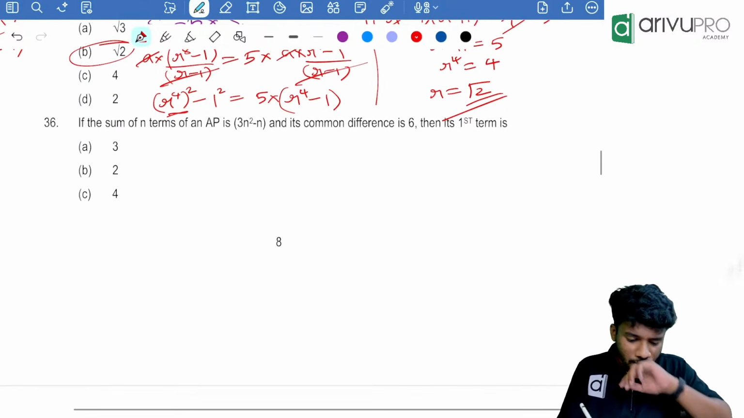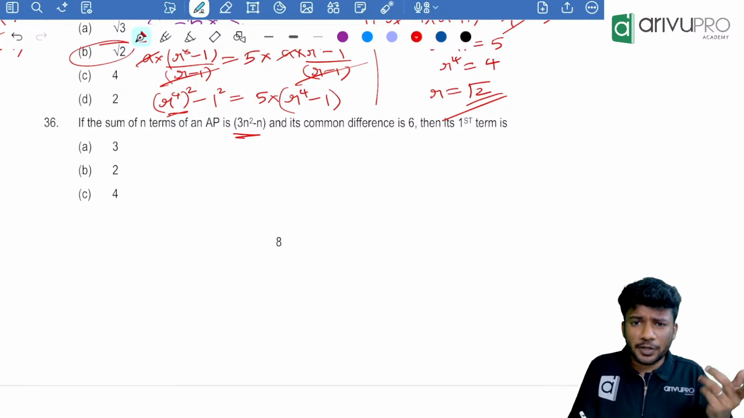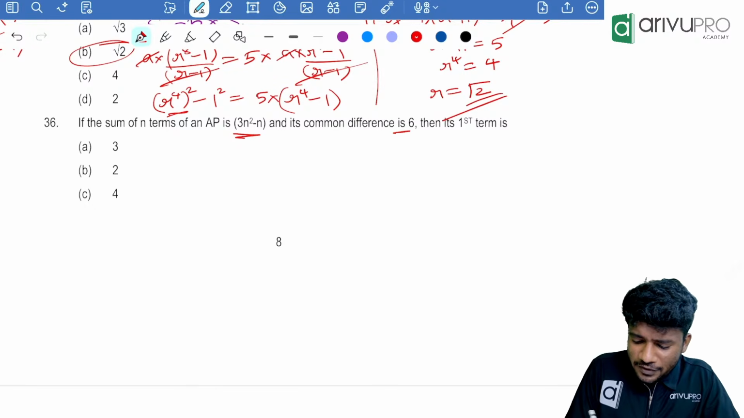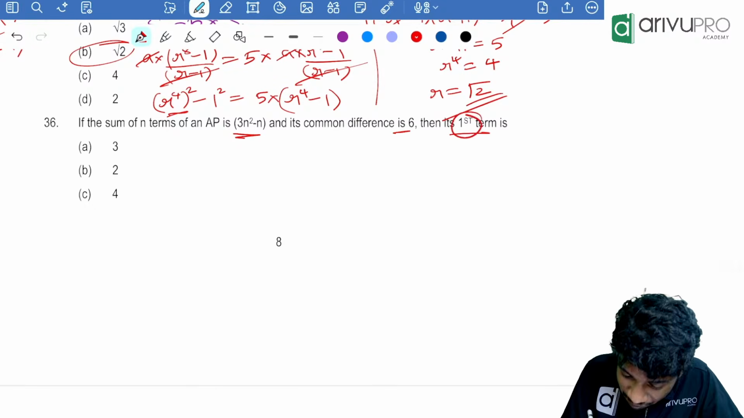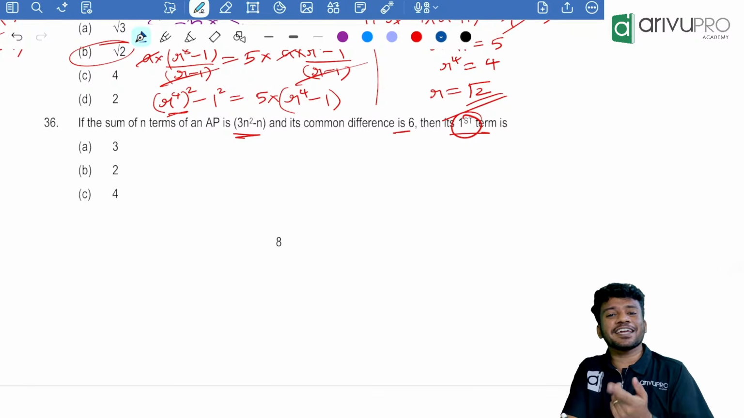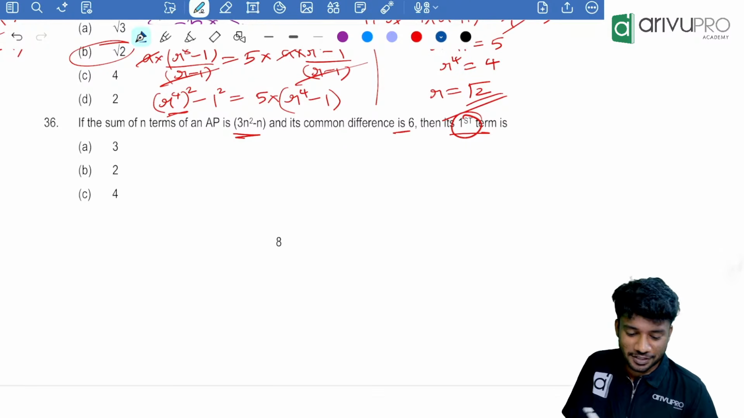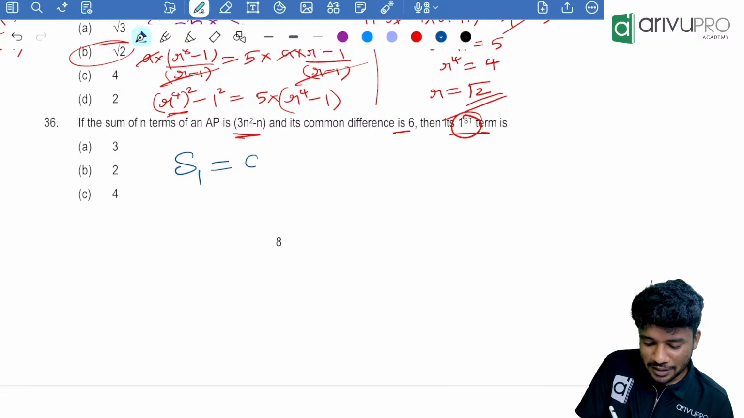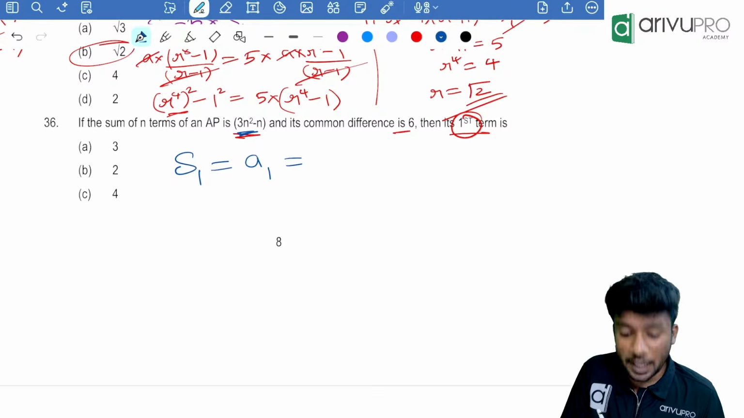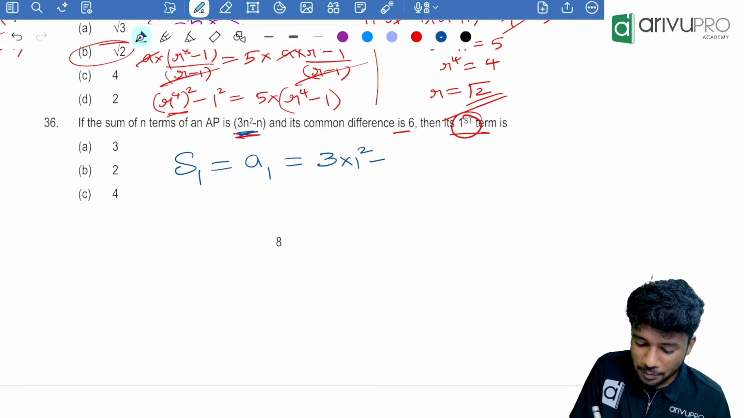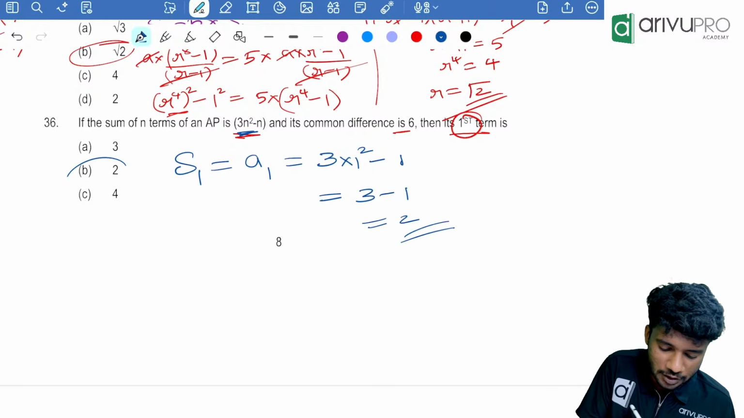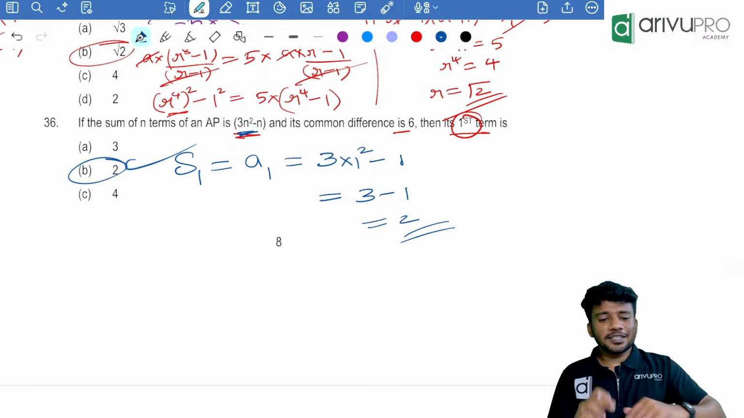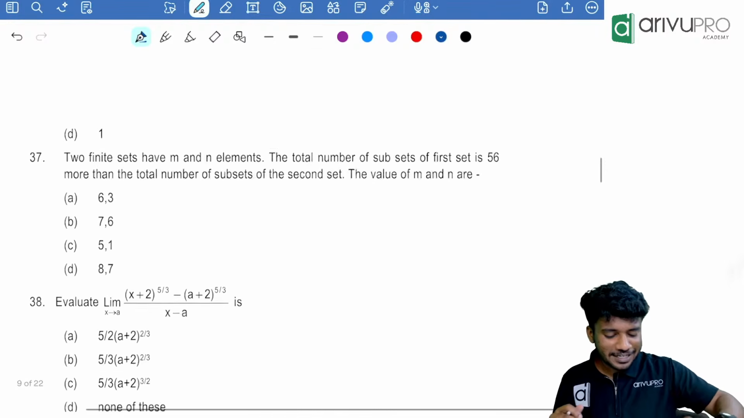Next one. The sum of an AP is 3n square minus n. Then the common difference is 6. They are asking for the first term. People, if you are lucky, you always get a question like this. First term is nothing but S1, which is nothing but A1. So instead of n, you will put what? 1. That is 3 into 1 square minus 1, which is equal to 3 minus 1, which is equal to 2. Which option is the answer? Option B is the answer. Very direct question. Next one, people.